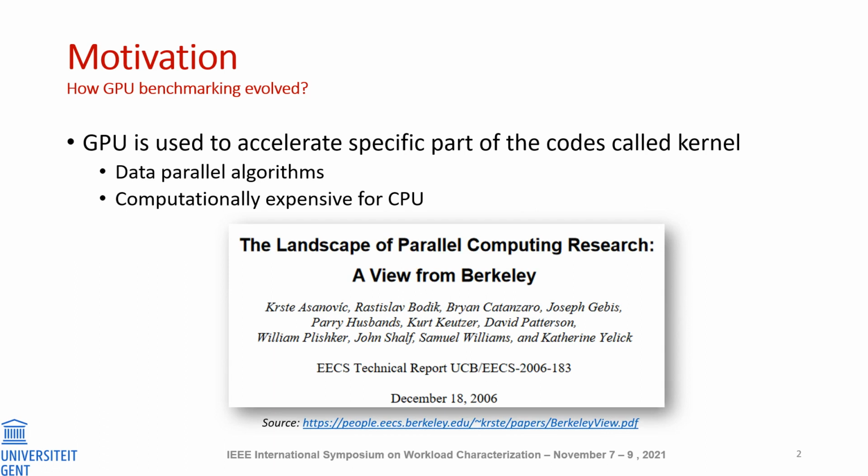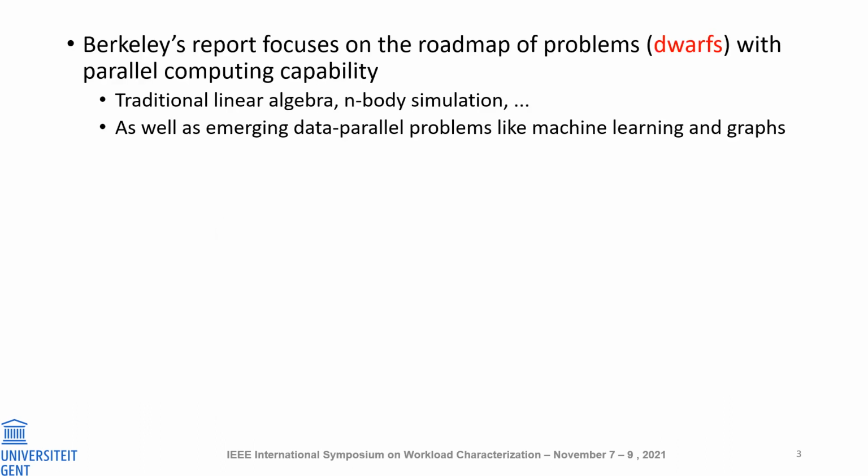In 2006, a technical report from Berkeley University discussed the landscape of parallel computing research. In this report, several problems have been discussed that have the capability to be accelerated via parallel computing. These problems are called dwarfs, and they are basically used in traditional linear algebra and n-body simulation, and they have also been extended to emerging data parallel problems such as machine learning and graph workloads.